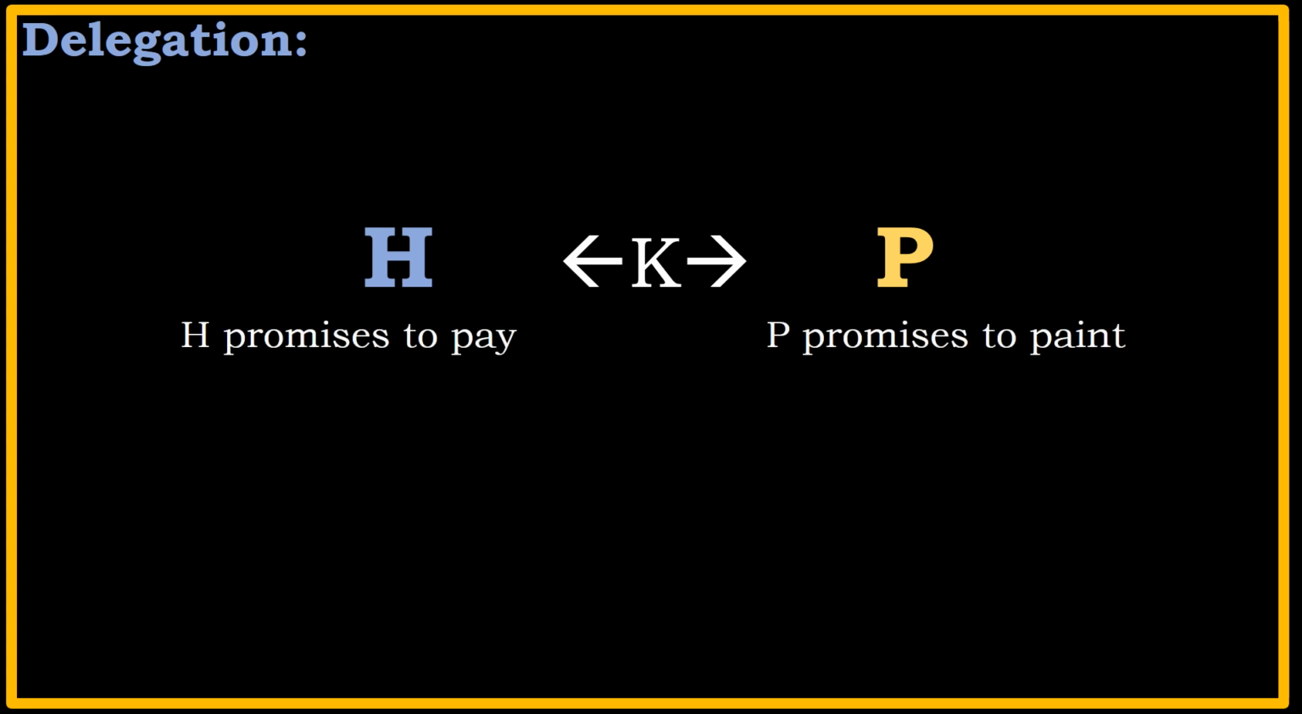Let's look at a case of delegation. We have the same contract. We have a homeowner and a painter. The homeowner promises to pay for the services, and the painter promises to provide painting services to the homeowner. We have C, who is not a party to the contract. Painter delegates her duty to provide painting services to homeowner to C. So painter delegates the duty to C.